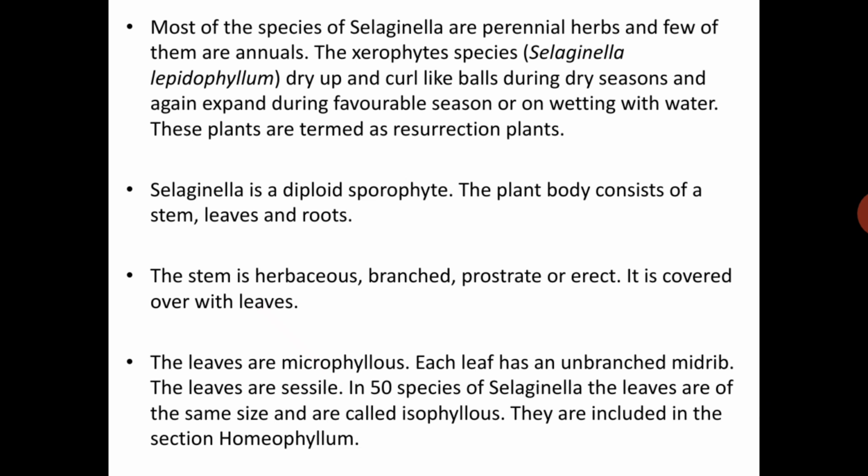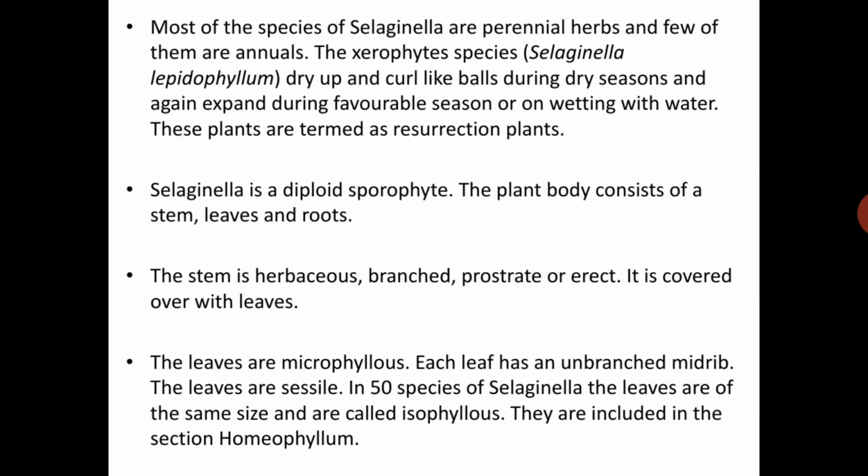So most species of Selaginella are perennial herbs, and a few of them are annuals. The xerophytic species dry up and curl like balls during the dry season and again expand during the favorable season or on wetting with water. These plants are termed resurrection plants. That's when it is in a dry condition, it dries up and curls during the dry season. It expands when water falls upon the leaves or in a moist condition.